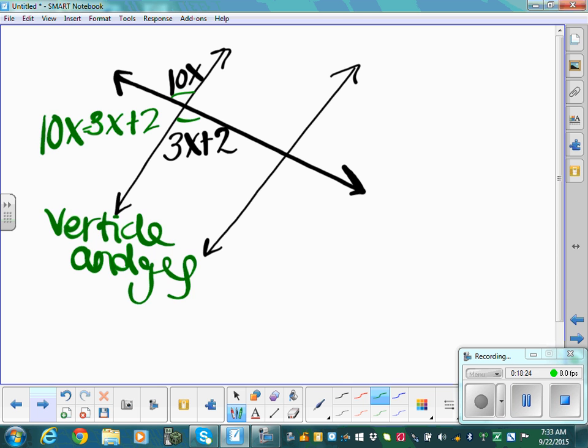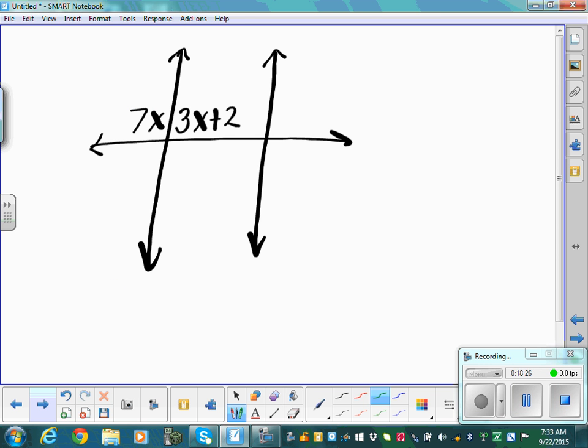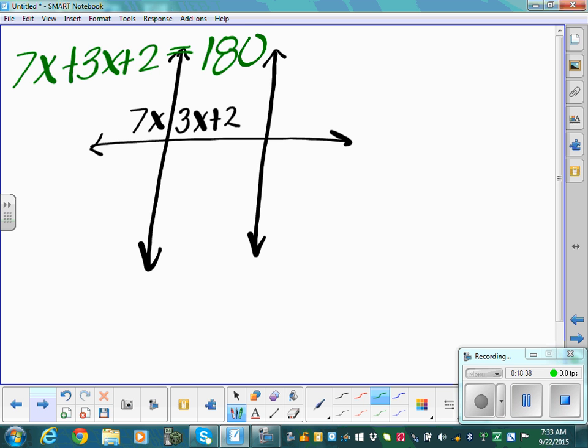Okay. What about this one? 7x and then 3x plus 2. What's the true statement? 7x plus 3x plus 2 is equal to 180. Why do you say that? Because the two added together are equal to 180. Okay, good. That's what I'm looking for.